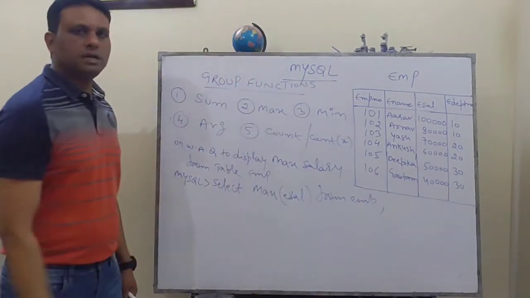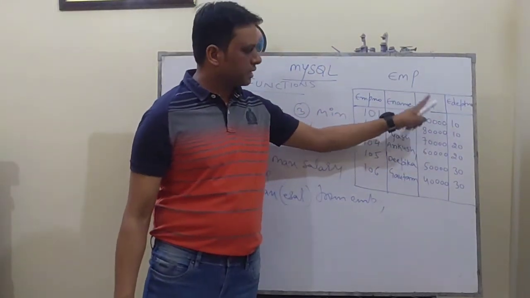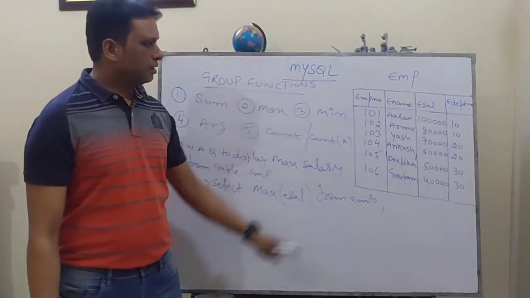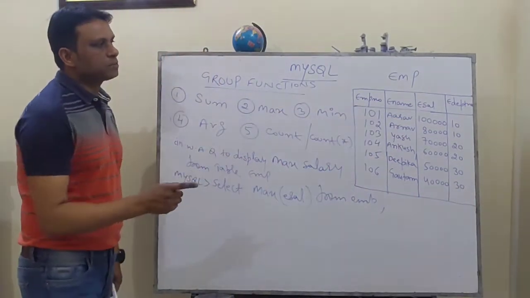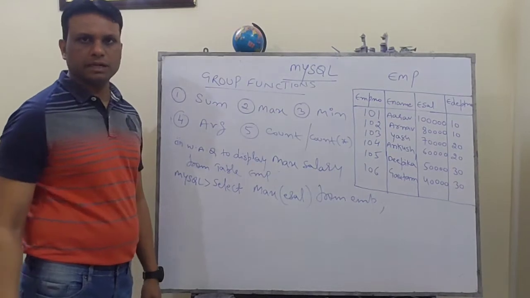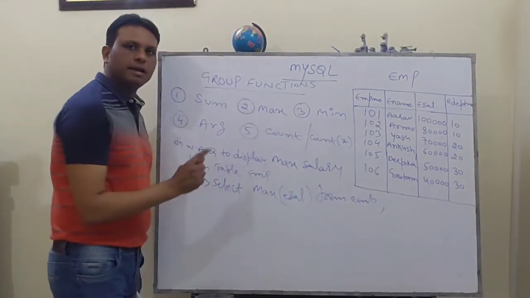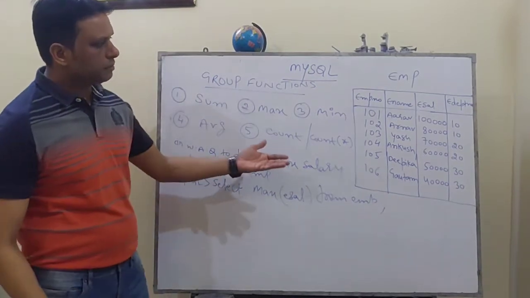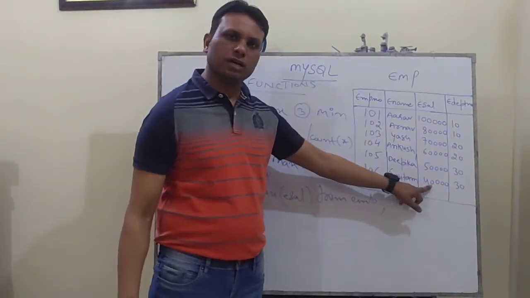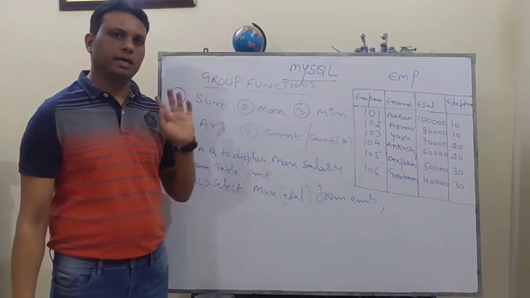So what result do we get through this? We'll get 1 lakh, because 1 lakh is the maximum salary of this table. If we have to display the minimum salary from this table, then in the place of max here, we have to write min. So we'll get the minimum salary. What is the minimum salary? Minimum salary is 40,000. We have to just replace max with min.